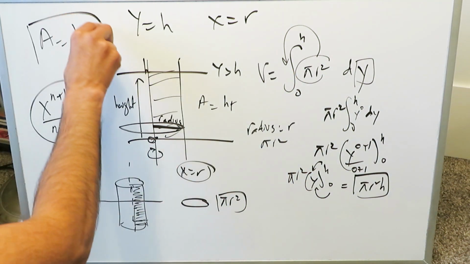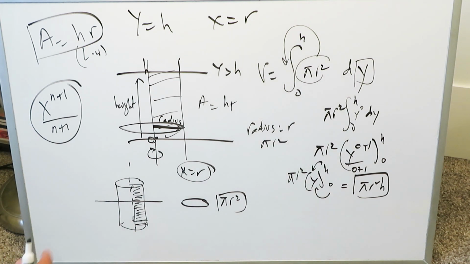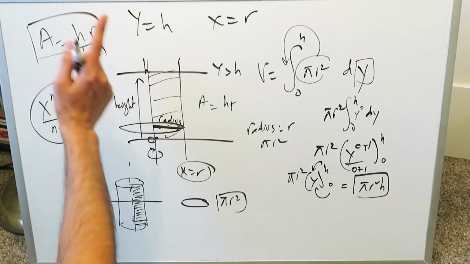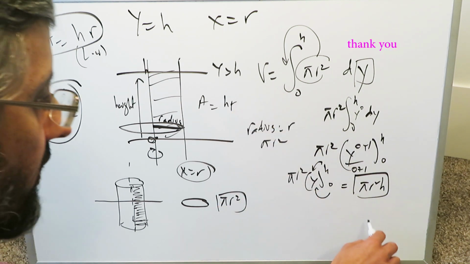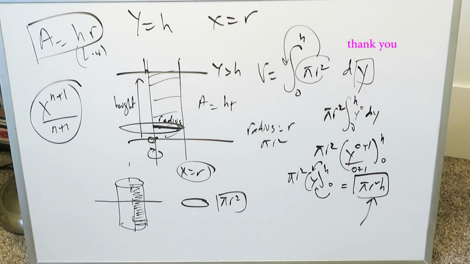I've shown you here how you can verify or derive the equation of a rectangle. Again, you can do L and W or H and R, and I've shown you the volume of a cylinder, pi r squared h, derived here using basic integral calculus application.